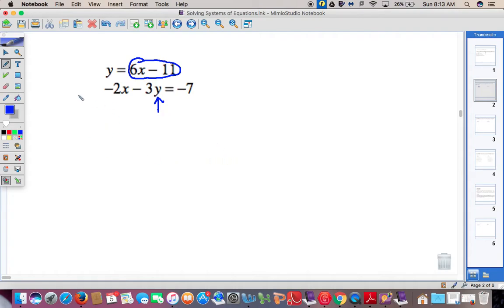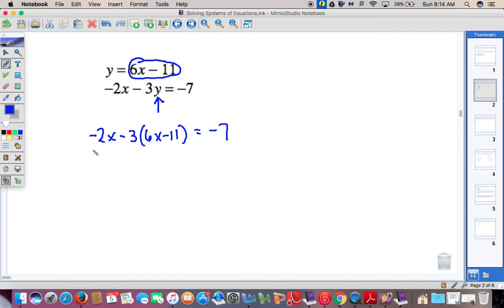When I do that, my second equation is going to look like negative 2x minus 3, and then for my y I'm going to put 6x minus 11, equals negative 7. Now this should look very familiar. You've been solving equations that look like this, solving for the variable x or y or whatever the variable may be. All I did was say that because I know y equals 6x minus 11, I substituted that for the y.